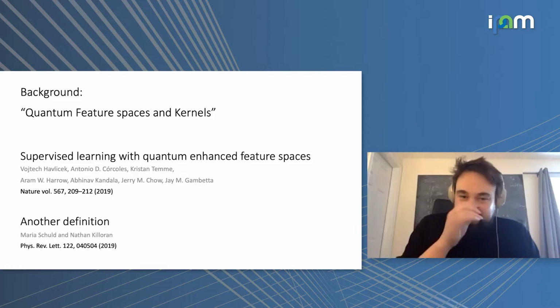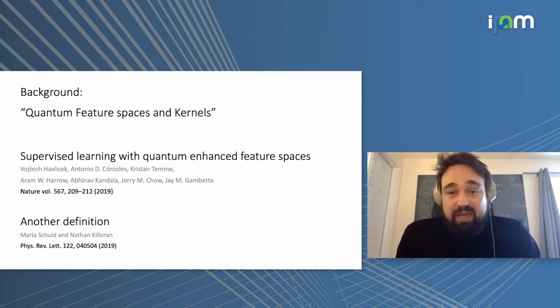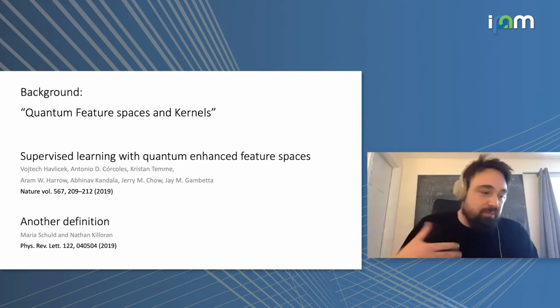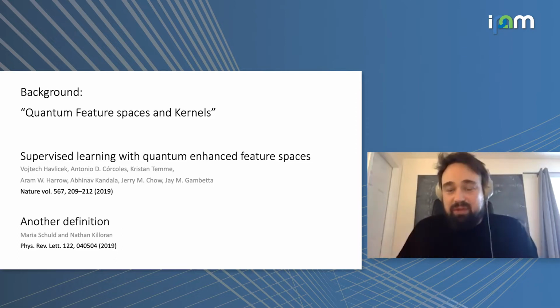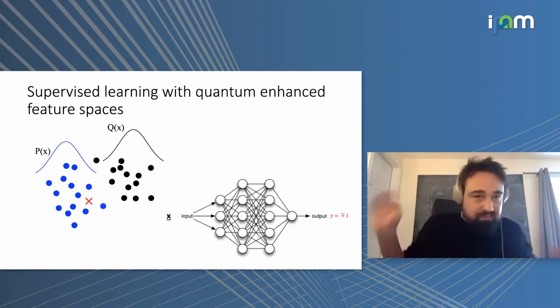A couple of years ago, there were two papers: the one by us, and another one by a competing group, which has a slightly different definition than ours of what we believe a feature space to be. I'm mostly going to spend some time giving you some background and motivation for where that comes from before we actually talk about the actual result at the end of this talk.